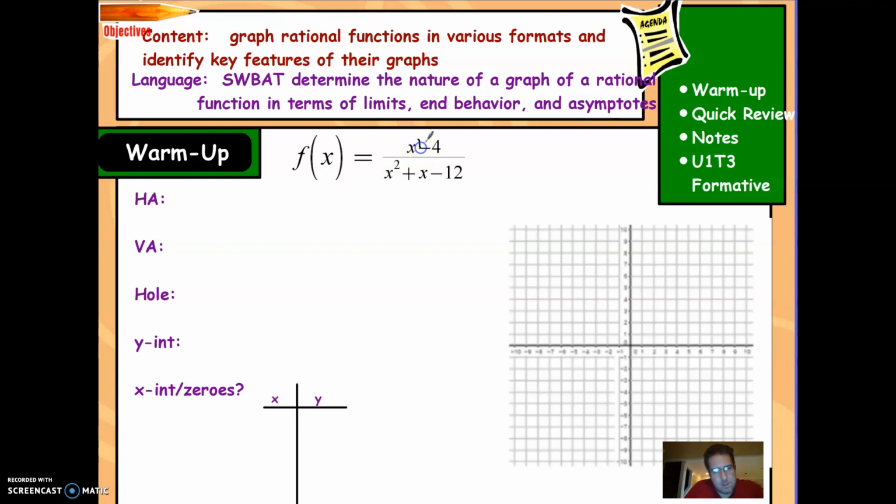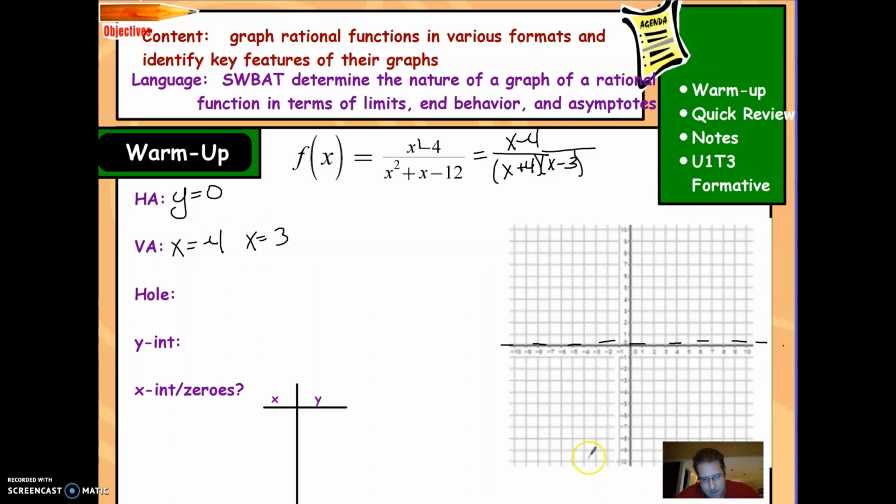Anytime the degree is less on top than it is on bottom, you know the horizontal asymptote is going to be y equals 0. So that goes straight across. And the vertical asymptote is what it takes to make the denominator 0. So I'm going to factor this, and that's going to end up being x plus 4 times x minus 3, which then gives me two vertical asymptotes. So that's going to give me one asymptote at -4 and one at +3.